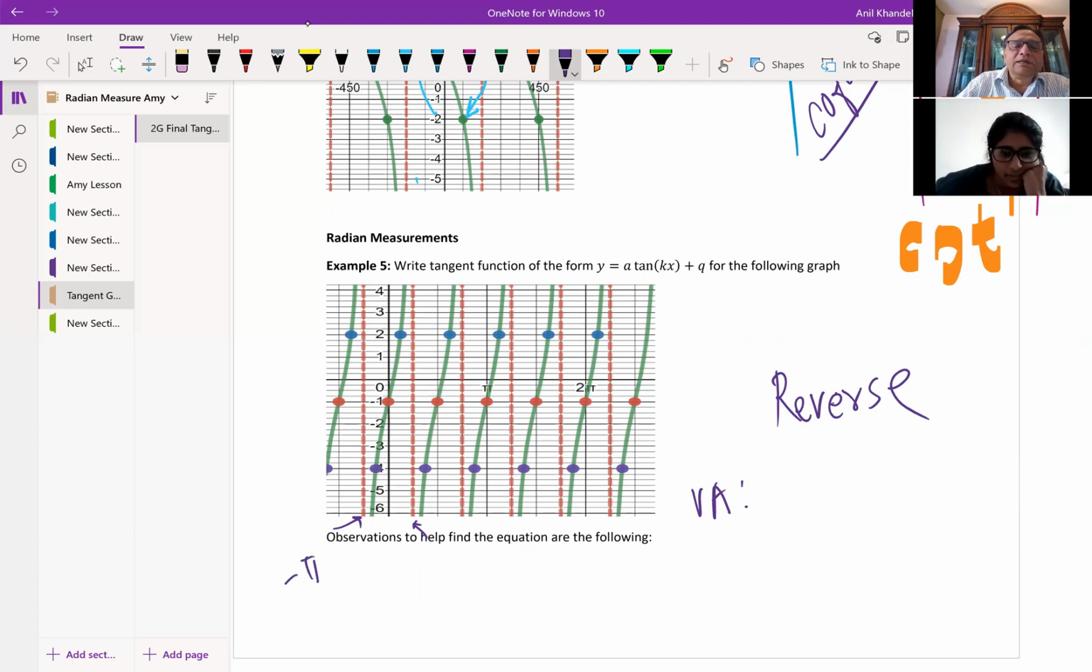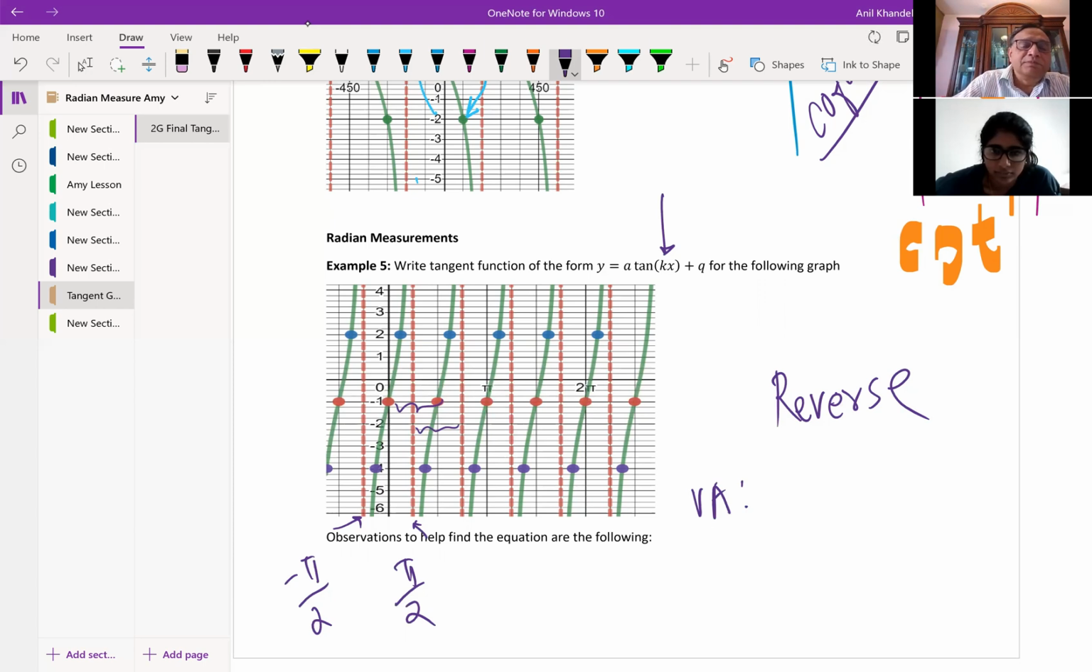So minus pi by 2, I think the scale is in radians, correct? Is that clear to you? So there is no horizontal shift. It is clear from the equation also that there is no horizontal shift. From the k value, between these two asymptotes, we have the value which is actually pi by 2, not pi. So pi by 4 it is.